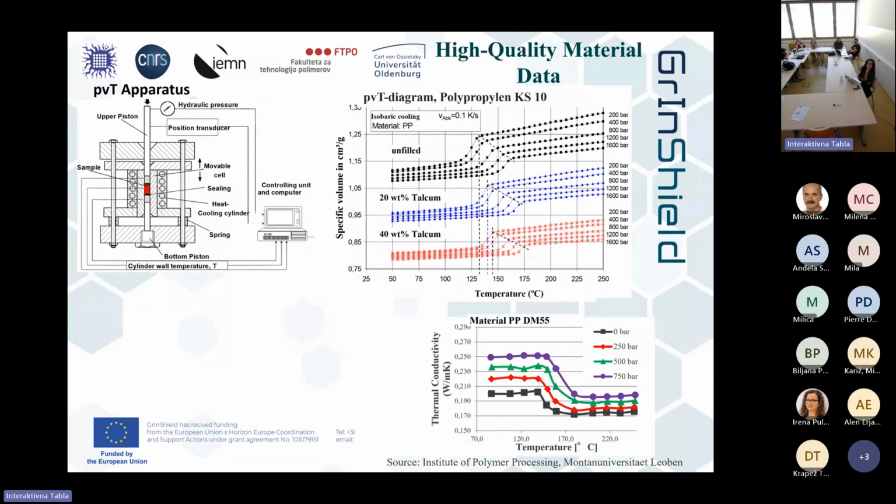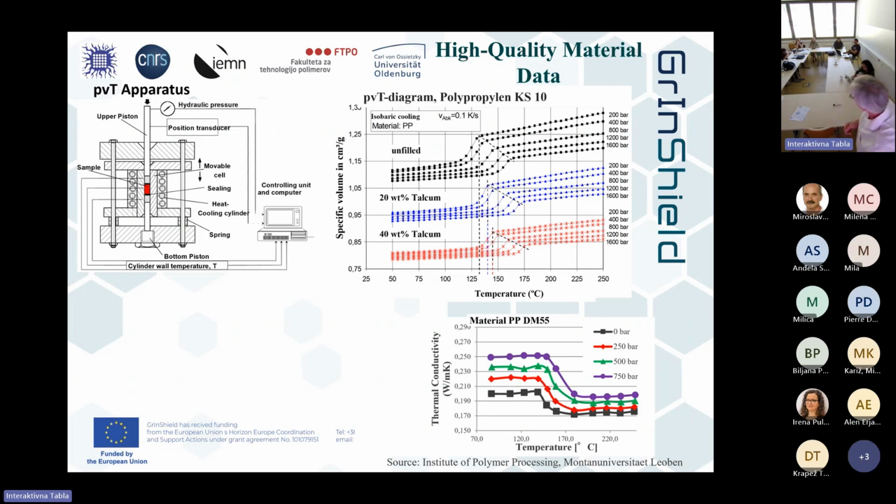What we then need for the heat exchange in the mold is the thermal conductivity. But in most cases, people say, okay, we measure it pressureless. For the melt, we take this value, and for the solid, this value. Here you see, we measured it at elevated pressures. Look how thermal conductivity increases. If you compress the material, the molecular chains are closer to each other, so the heat transfer is increased.